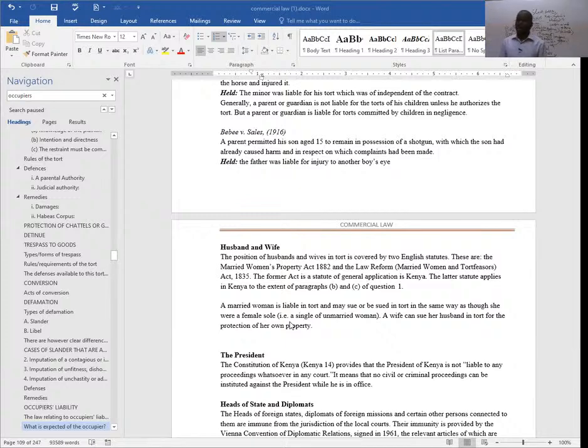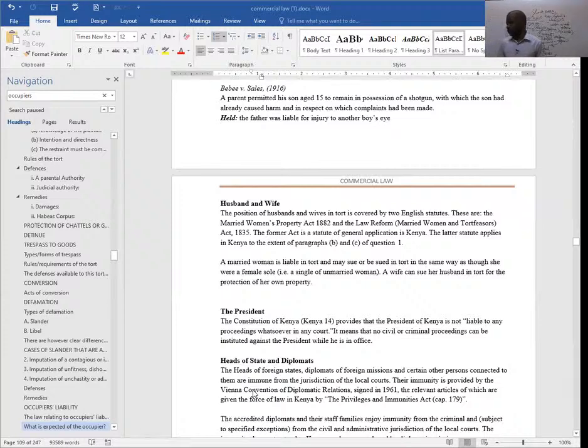So, heads of states and diplomats. What happens in the case of diplomats? In this case, we are talking about ambassadors or high commissioners who represent other countries, for example, in Kenya. Are they also immune from being held responsible or being brought before court proceedings? The heads of foreign states, diplomats and foreign missions and certain other persons connected to them are immune from the jurisdiction of the local courts. Their immunity is provided by the Vienna Convention on Diplomatic Relations, which was signed in 1961.